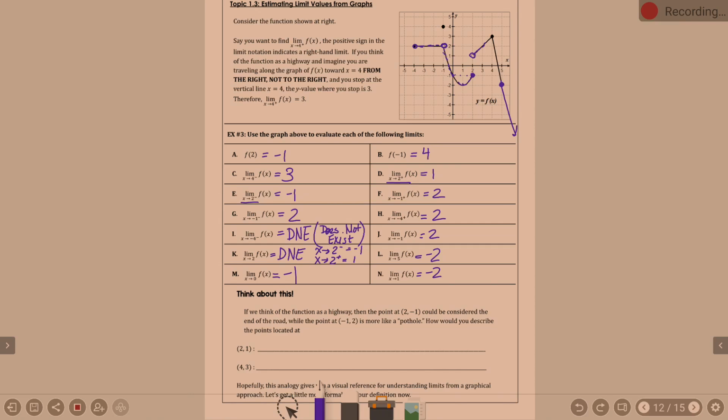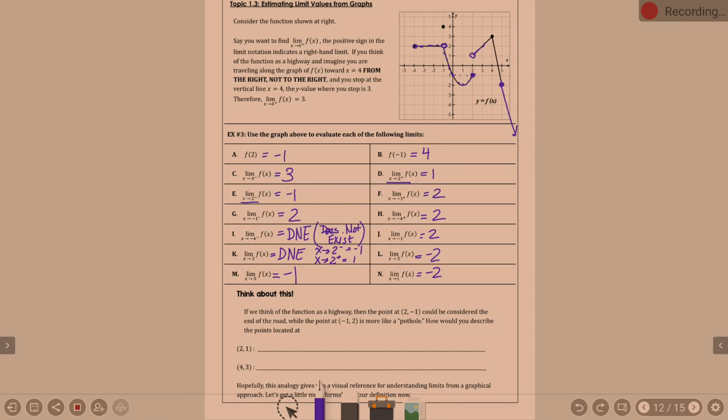Okay? Think about this. If we think of the function as a highway, then the point at 2, -1 could be considered the end of the road. There's 2, -1. Okay, end of the road, right? Which that end of the road was a closed circle, wasn't it? It was a filled-in circle. Well, the point at -1, 2 is more like a pothole. What's at -1, 2? A hole. Okay, so it's a pothole. It's a break in the road, so to speak.